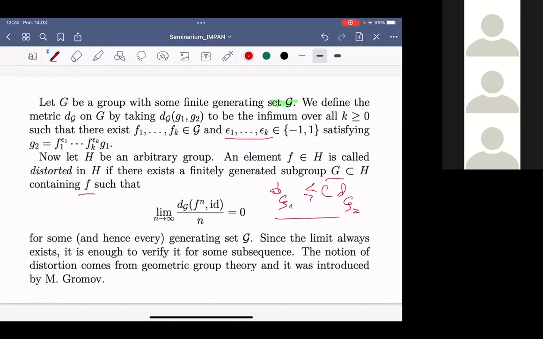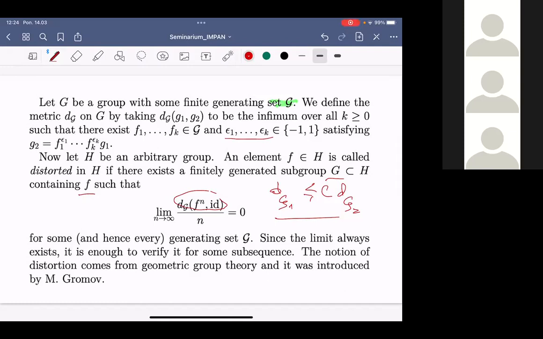Okay, now note that the limit always exists. Why? Because if we take the term in the numerator of this expression, we see that it is subadditive. This is a subadditive sequence, so this subadditive sequence divided by n will have a limit. And we are interested in the question of when this growth of the distance divided by n tends to 0.